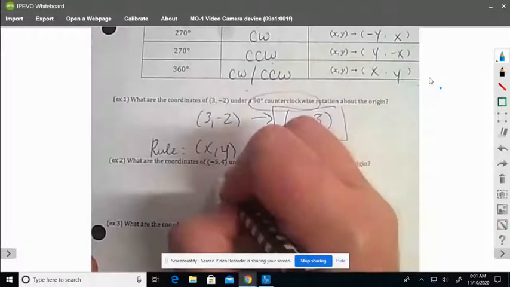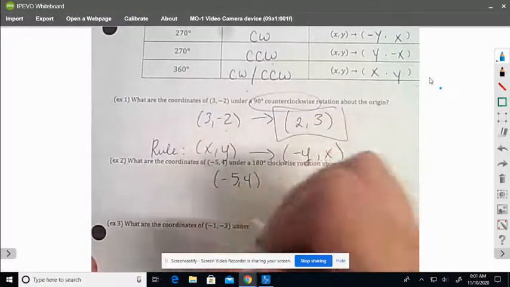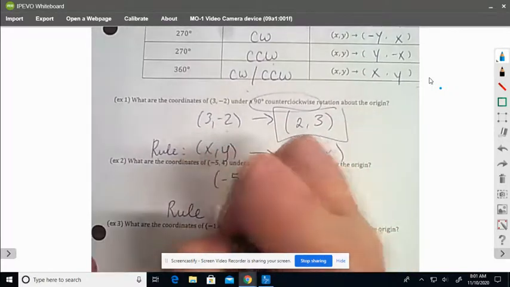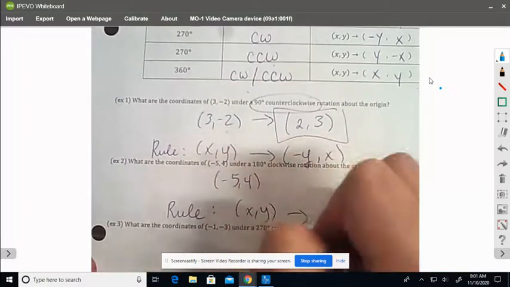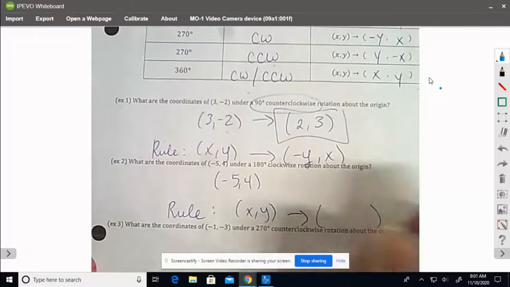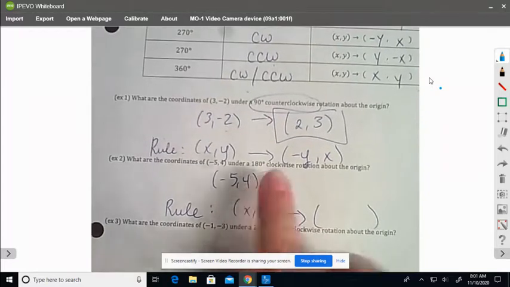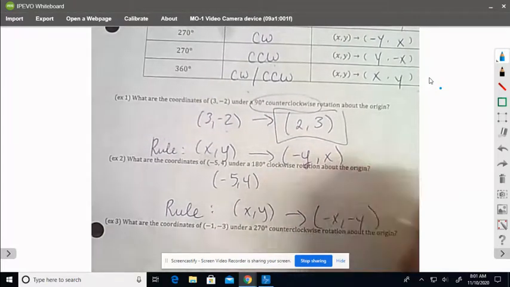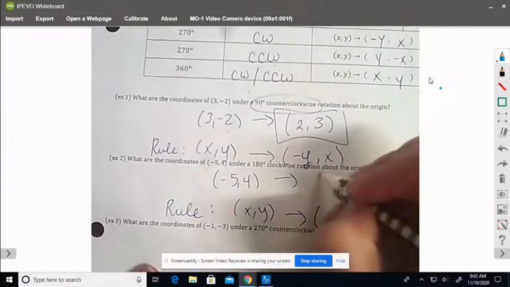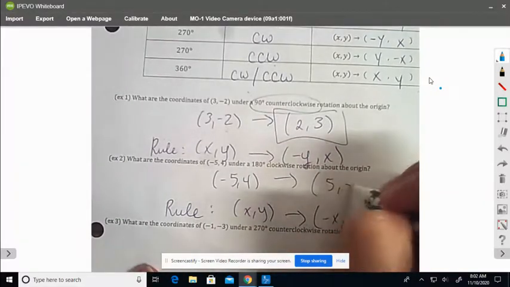Let's try another one of these. So negative 5, 4. Okay, 180 degrees clockwise would mean I change the sign of X and Y. So I'm going to do that here. It becomes 5, negative 4.